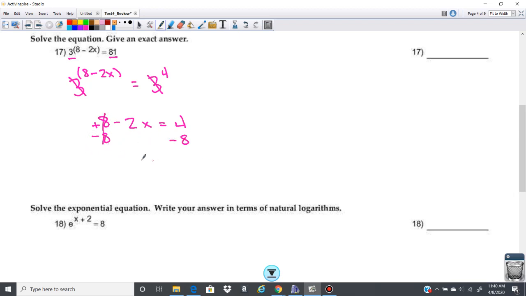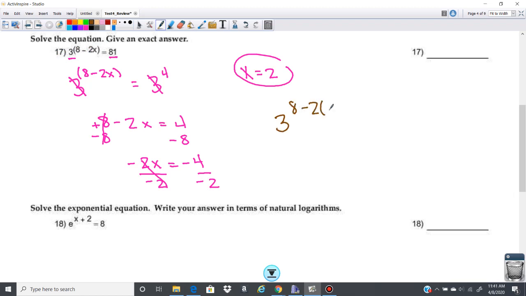That'll give us, let's see, negative 2x equals negative 4. 4 minus 8, negative 4. And then we'll divide by negative 2. And that will give us x equals 2. And let's go ahead and check that. So 3 to the, let's see, 8 minus 2 times 2. Well, that's 3 to the 8 minus 4, so that gives us 3 to the 4th. So it works. Let's take a look at this next equation.